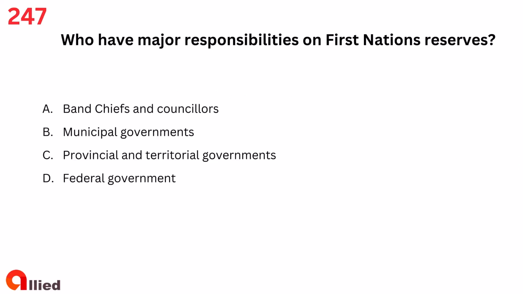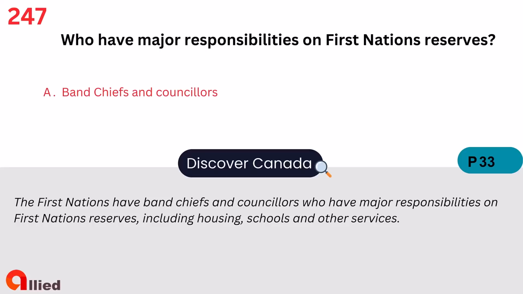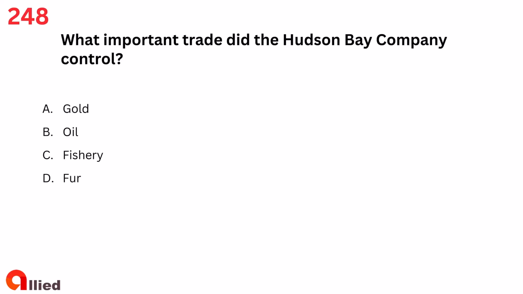Question 247. Who have major responsibilities on First Nations reserves? A. Band chiefs and councillors. B. Municipal governments. C. Provincial and territorial governments. D. Federal government. The answer is A. Band chiefs and councillors.